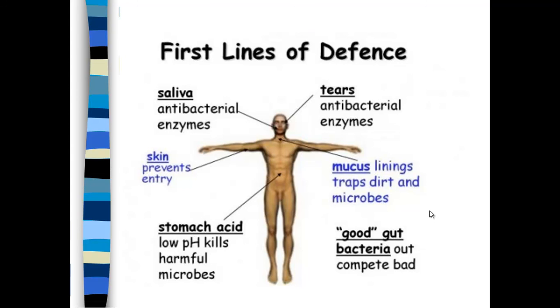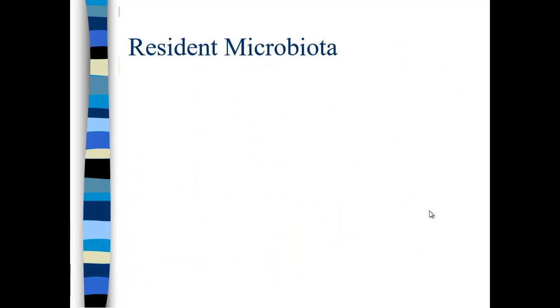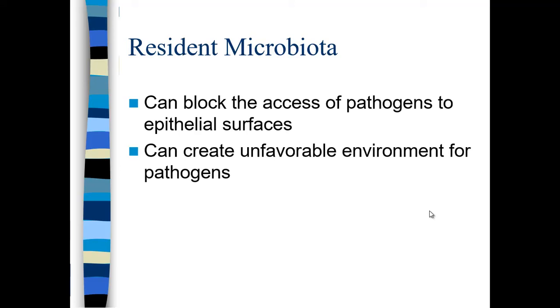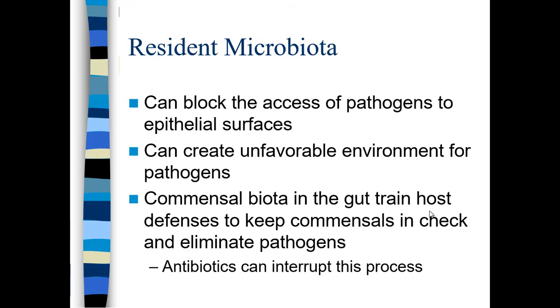Okay, so if we look at the first line of defense, we have saliva and tears, we have skin, we have mucus that lines the mucous membranes, we have good gut bacteria that forces out the bad, we also have stomach acid, and the low pH kills harmful bacteria before it enters into your intestines. Also, resident microbiota can block access to pathogens. Basically they form a biofilm on epithelial surfaces, so your good bacteria are preventing bad bacteria from attaching to these surfaces. They also can secrete chemicals that are anti-pathogen, so there's sort of bacteria to bacteria defense in this case.